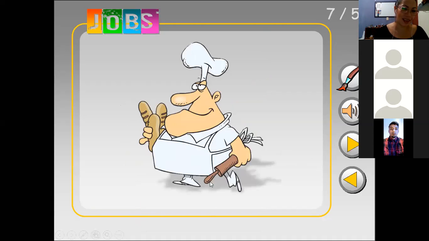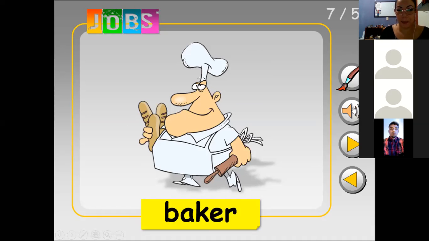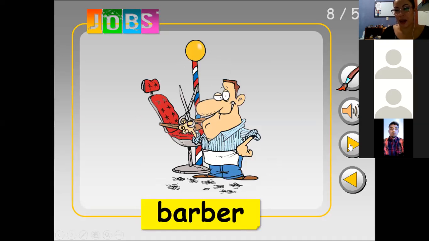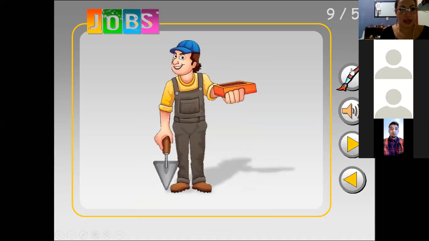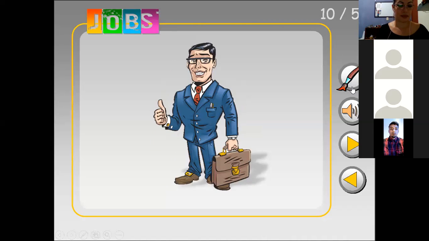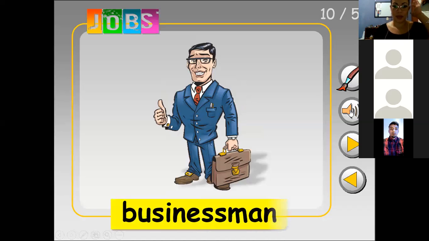Look at what's on ends here. It's panadero. Do you have any idea of how to say panadero in English? Baker. Baker, and this one? Barber. Barber, very good job. Bricklayer. Bricklayer. This one is a bricklayer. Layer. Businessman. Businessman. Ajá, es un hombre de negocios, a businessman.